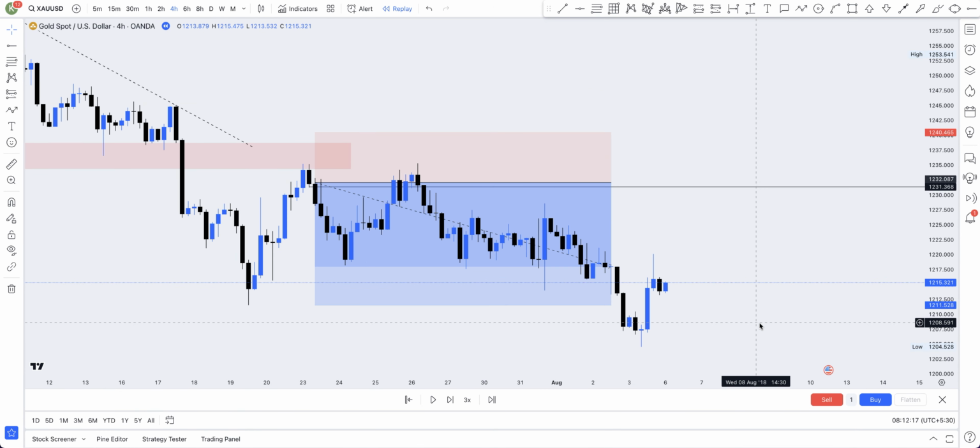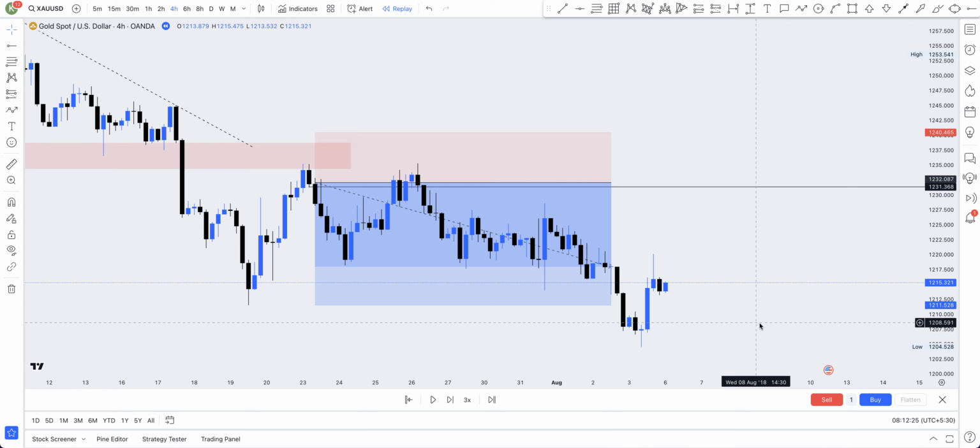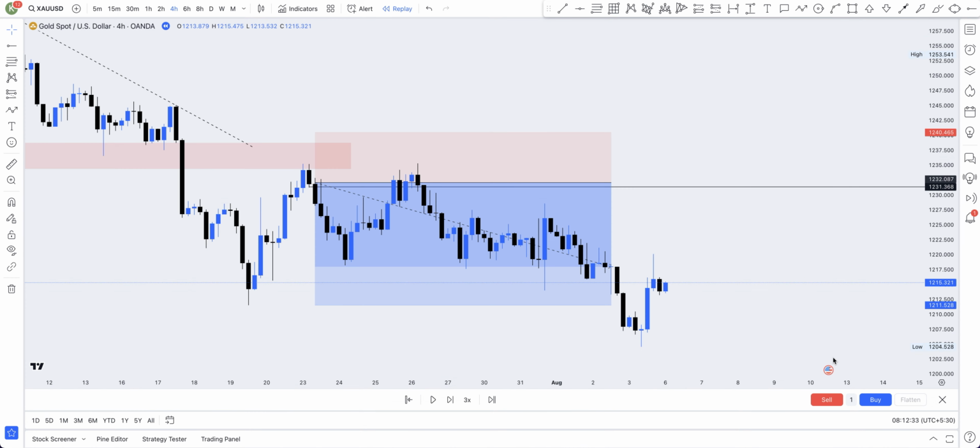So this is a very simple 3 steps you can follow when trading with price action. I hope you've learned something from this video, and I would advise that anytime I teach anything on my YouTube video, go back and backtest. You can backtest, and if it's working for you, you go with it.